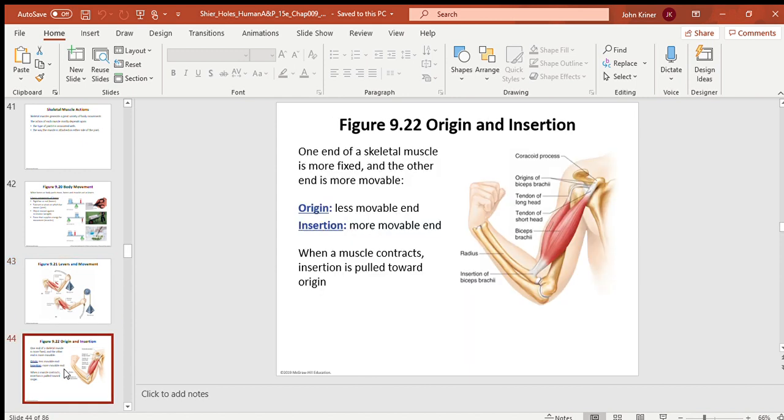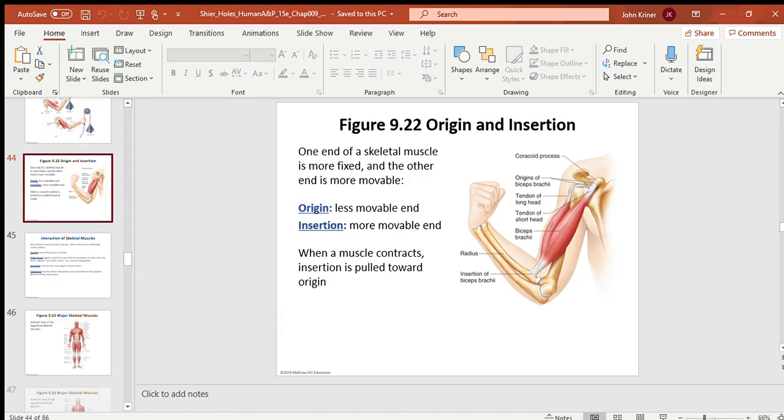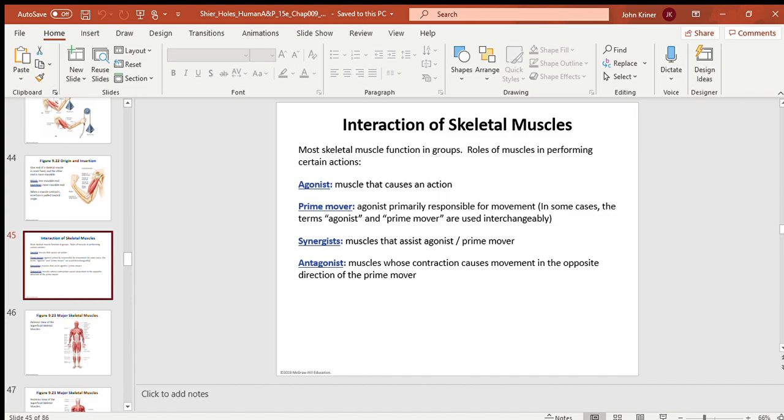Now, every muscle has an origin and an insertion. The origin is the less mobile end. The insertion is the more mobile end. These two terms are very important. Make sure you understand them. And if you were to look here at an example of the biceps brachii, the proximal end, where the ligaments are, is considered the origin, and the distal end, the insertion. Okay, these terms could show up on your test.